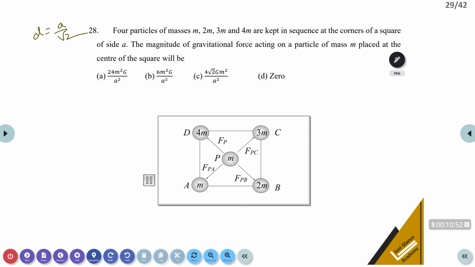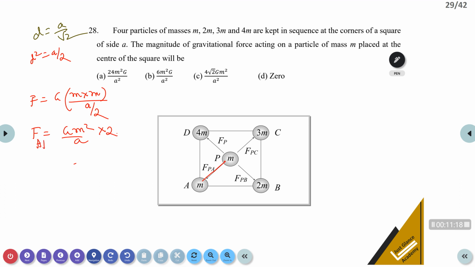Next. What is the force between these two? We calculate. F equal to capital G M into M divided by D square. D square is nothing but A square by 2. This is F equal to G M square by A square into 2. What is this force here? F of AP equal to, it is like this.